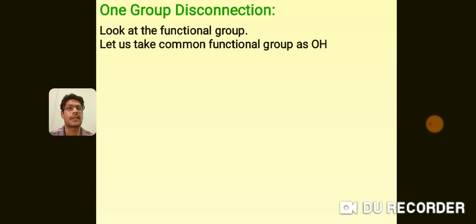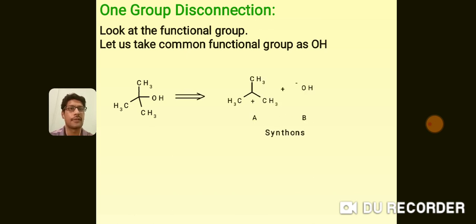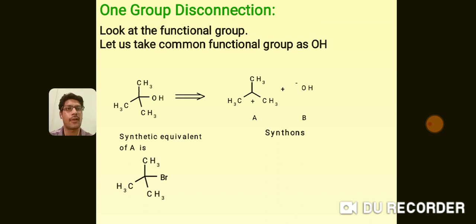One group disconnection: look at the functional group. Let us take the common functional group OH. Again the example of the tertiary alcohol, in which synthons A and B have positively and negatively charged species, and these are not real compounds. Now the synthetic equivalent for synthon A is tertiary butyl bromide. Why is Br taken?